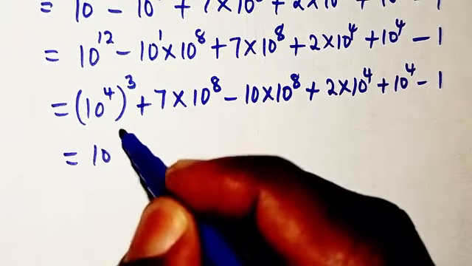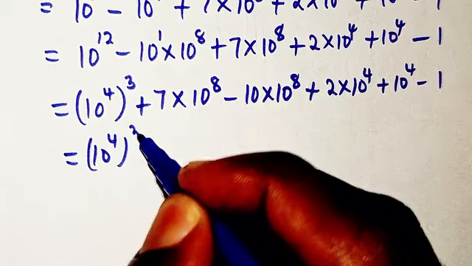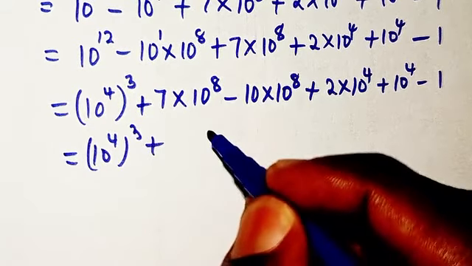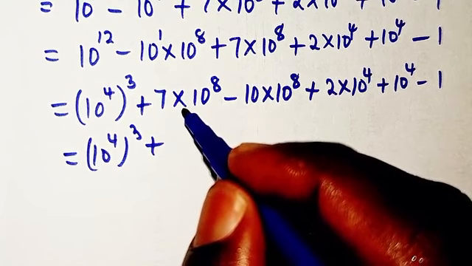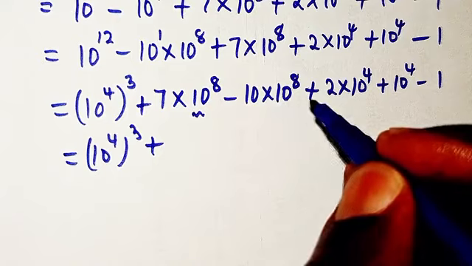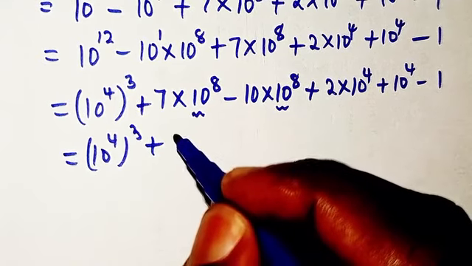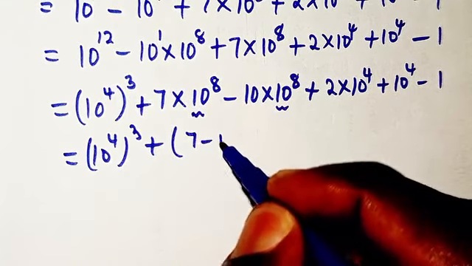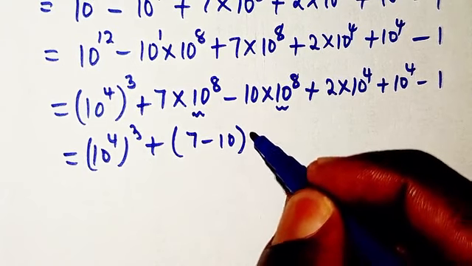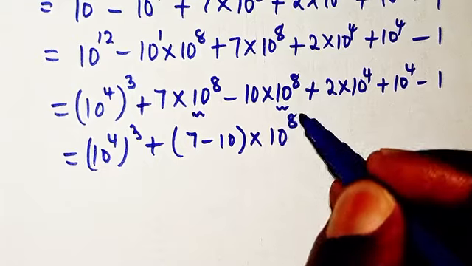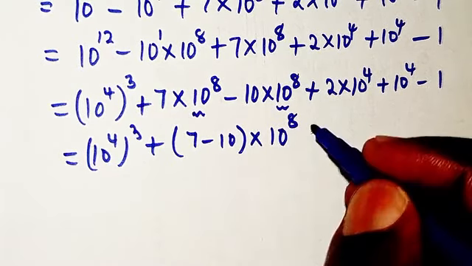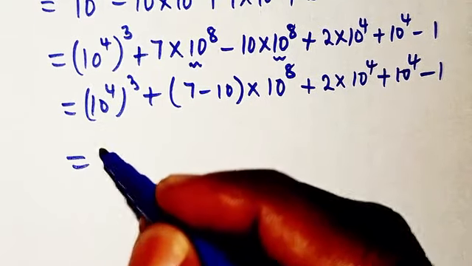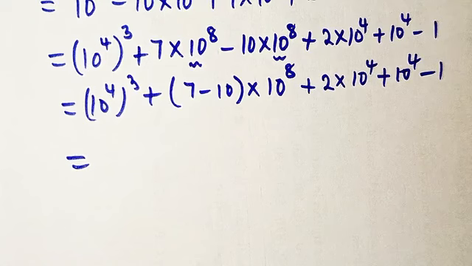Here I have 10 to the power of 4 to the power of 3, plus... if I try to factorize this, I'm going to be left with 7 minus 10 multiplied by 10 to the power of 8, because I factorized 10 to the power of 8 out. So this is going to be 7 minus 10. We have 10.